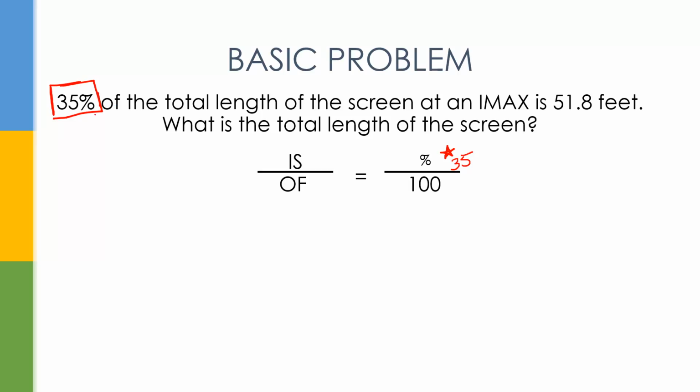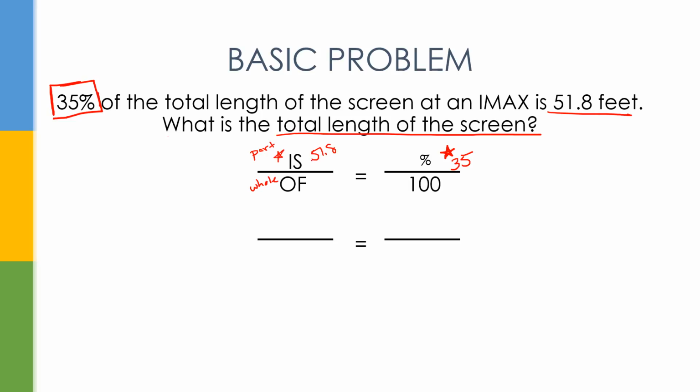And that says 35% of the total length of the screen is 51.8. And then what is the total length of the entire screen? So remember, this is part and this is whole. So which one is talking about a part and which one is talking about the whole thing? Now in this one, 35% of the total length of the screen is 51.8. So that's telling you that part of it is 51.8, but we're trying to find out the total length of the screen. So this time we don't know the of, but we did know these ones over here.